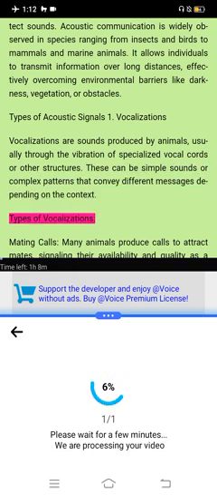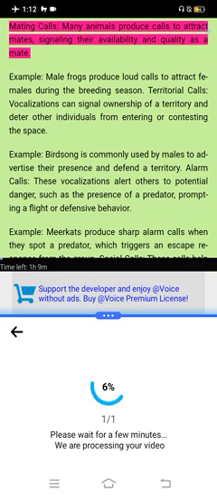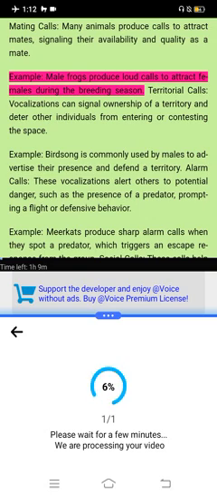Types of vocalizations. Mating calls. Many animals produce calls to attract mates, signaling their availability and quality as a mate. Example, male frogs produce loud calls to attract females during the breeding season.